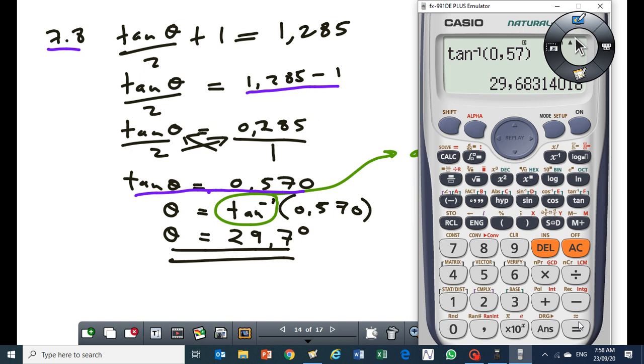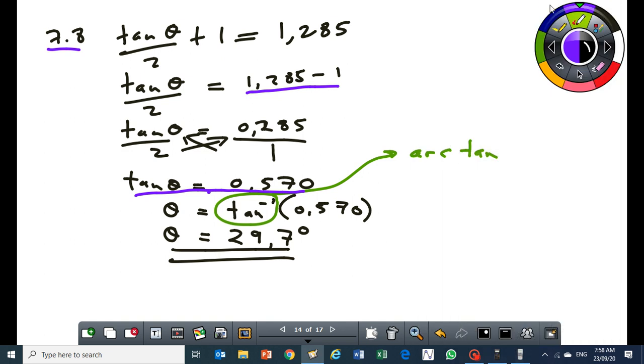So that's what you're supposed to have as your answer. I'm sure you can see that this exercise is a very easy one. You just have to know how to use your calculator, which is not very complicated.